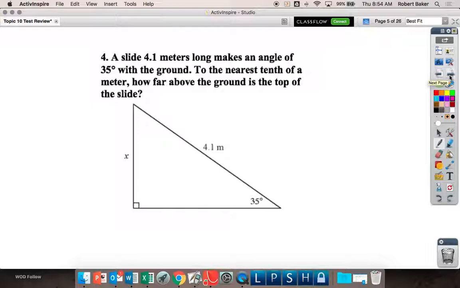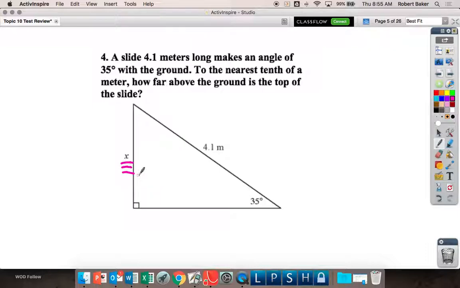All right, a slide 4.1 meters long makes an angle of 35 degrees with the ground. To the nearest tenth of a meter, how far above the ground is the top of the slide? I'm going to change this to the nearest whole meter, because that's how your test looks. Whole meter, whole numbers. How do I solve for x? Is that a 30, 60, 90 right triangle? Is it a 45, 45, 90 right triangle? Can I use Pythagorean theorem? No, because I'm missing two sides. So what am I stuck with?